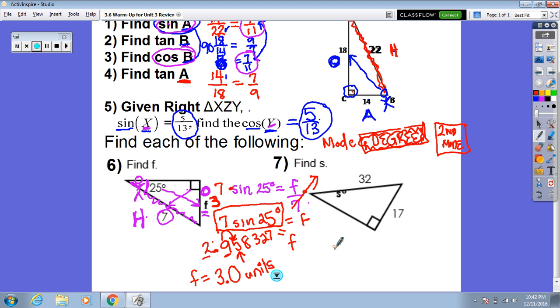Okay, now we're going to do it again, but this time we're solving for S. So let me clear what I have down here. I won't clear the whole board just in case somebody is still copying.